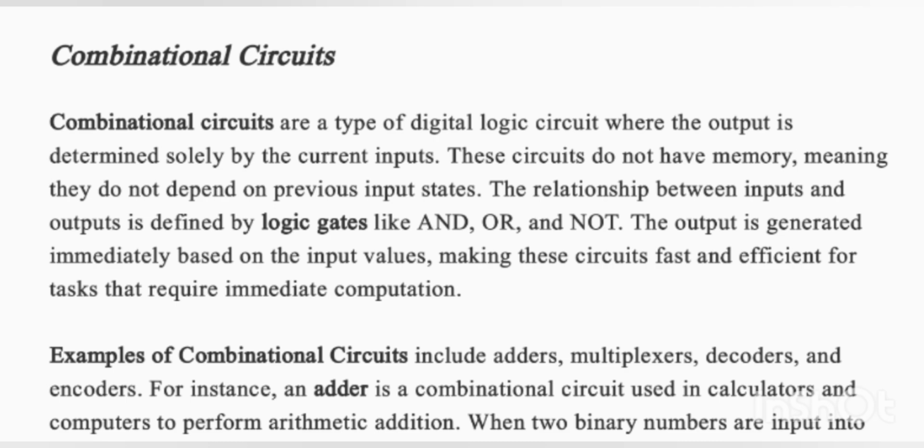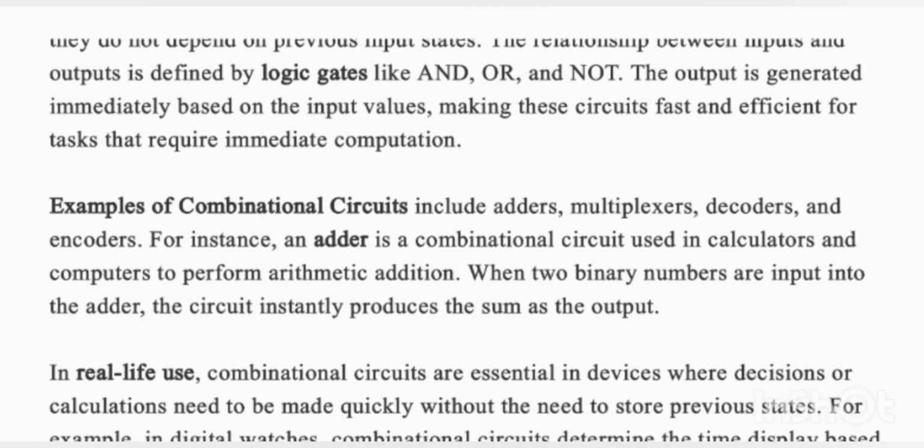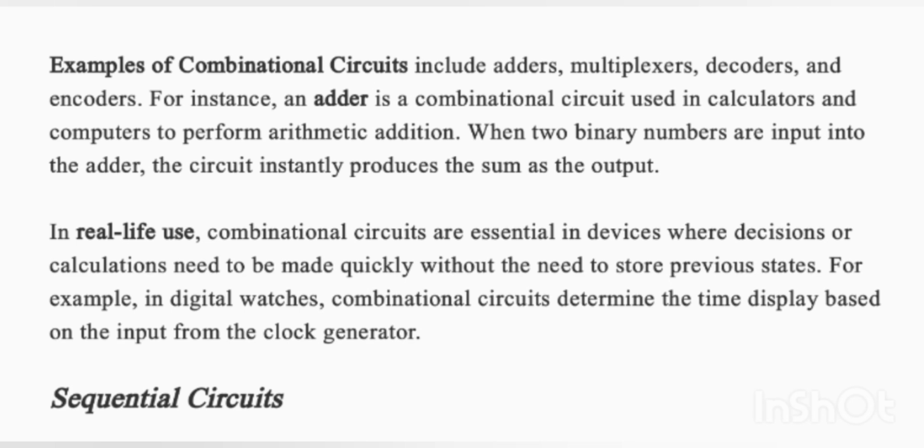Examples of combinational circuits include adders, multiplexers, decoders, and encoders. For instance, an adder is a combinational circuit used in calculators and computers to perform arithmetic addition. When two binary numbers are input into the adder, the circuit instantly produces the sum as the output.